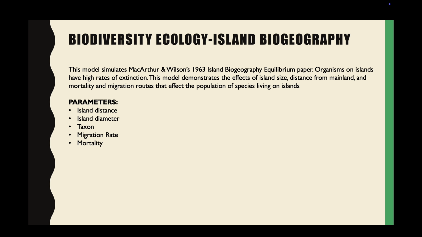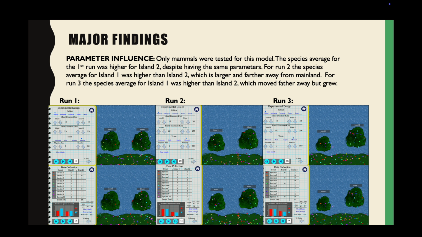although it does include it in the model. And the next one is island biogeography, which simulates MacArthur-Wilson's island biogeography equilibrium paper, and it shows the organisms on islands have a higher extinction rate, and the parameters are island distance, island diameter, taxon, and migration rate and mortality.